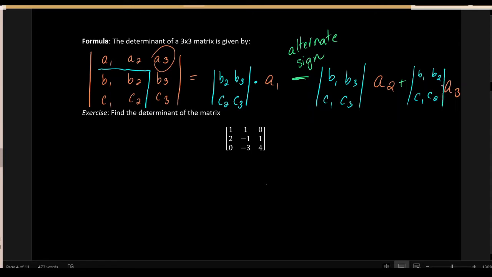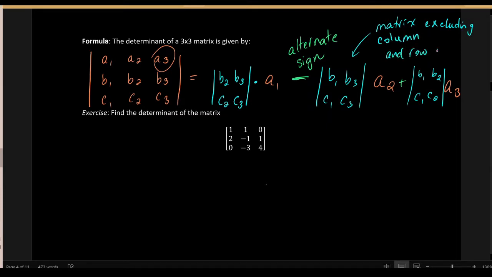So moving along the top row, take A1, A2, A3 in turn with alternating signs plus, minus, plus, and multiply each of those by the determinant of the matrix excluding the column and row containing that A that you're working with.